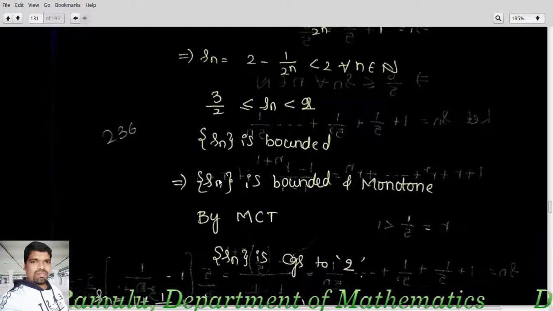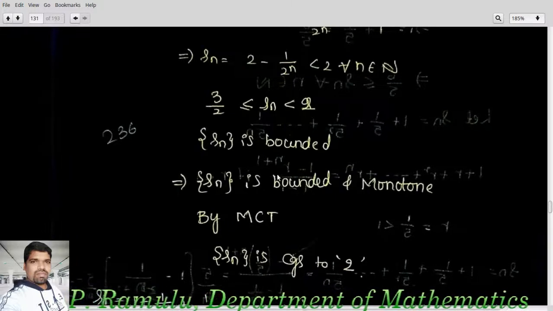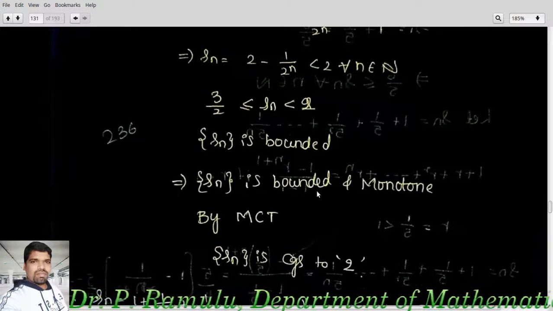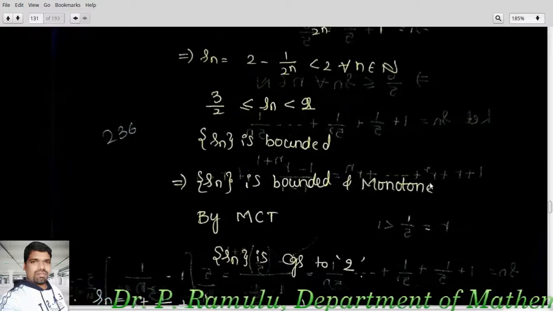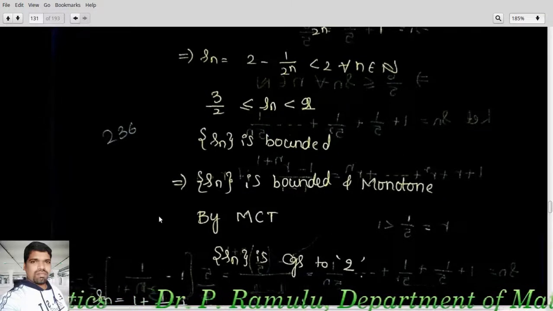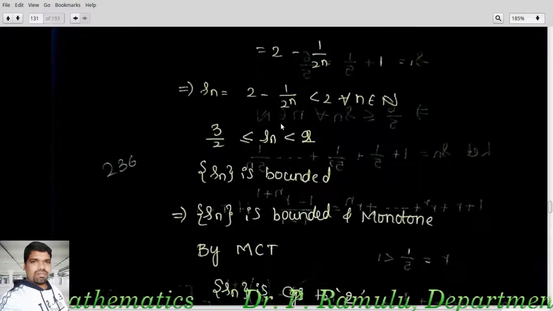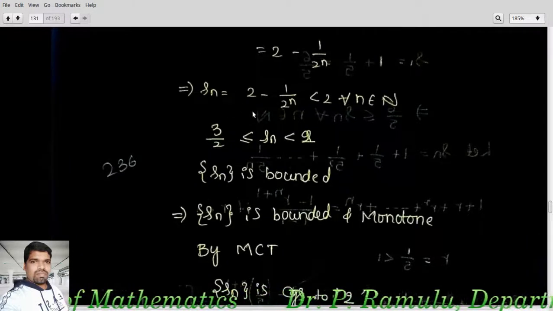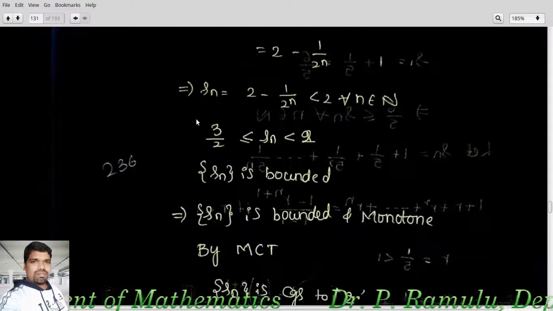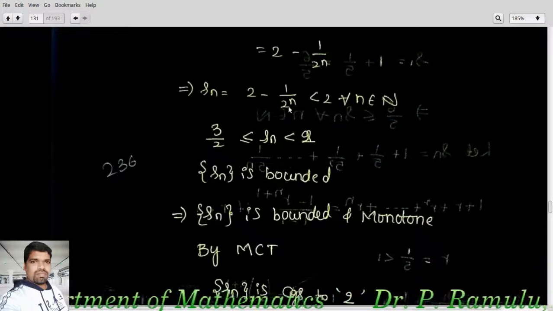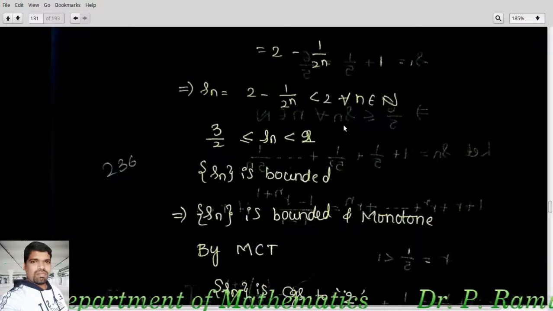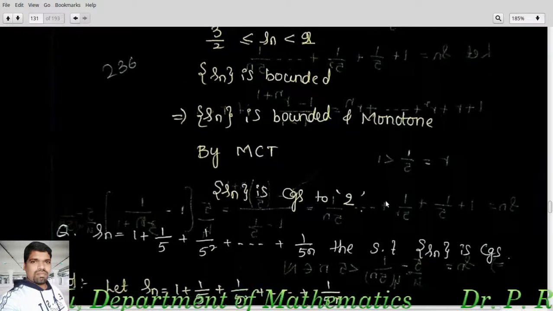Sn is bounded and Sn is monotone. By monotone convergence, we know that all bounded monotone sequences converge. So therefore, Sn also converges. Here, my Sn is 2 minus 1 by 2 to the power n. If I apply the limit, lim Sn equals 2 minus 1 by 2 to the power n, that equals 2 minus 0. So Sn converges to 2.